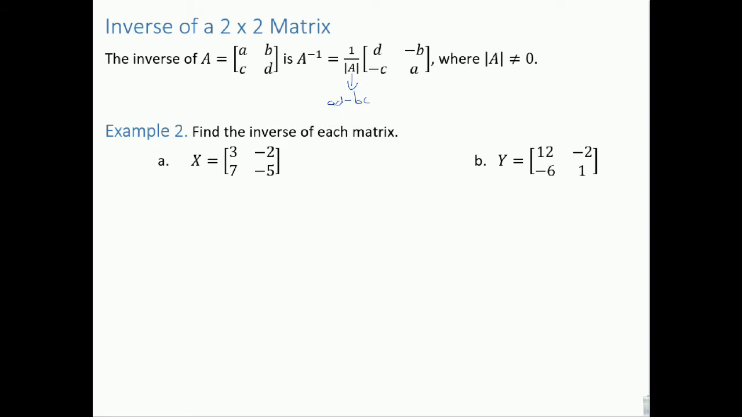What you can notice here is we switch these two. In our original, it's A and D, so you're going to switch those two, and then for B and C, you're just going to do the opposite, whatever they are. So let's do a couple practice problems here. We want to find the inverse of this matrix.